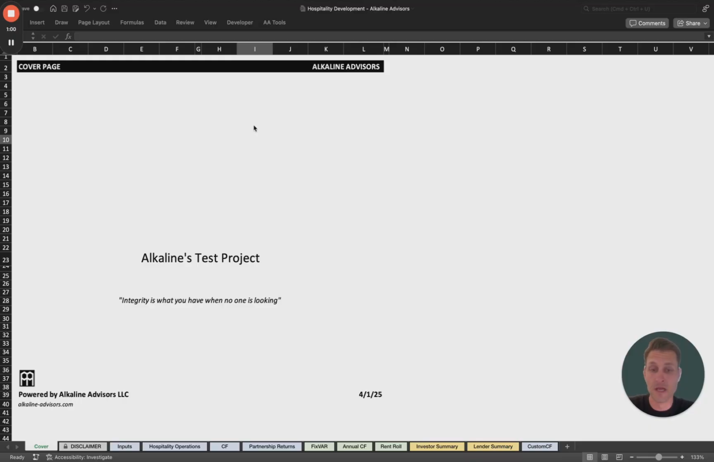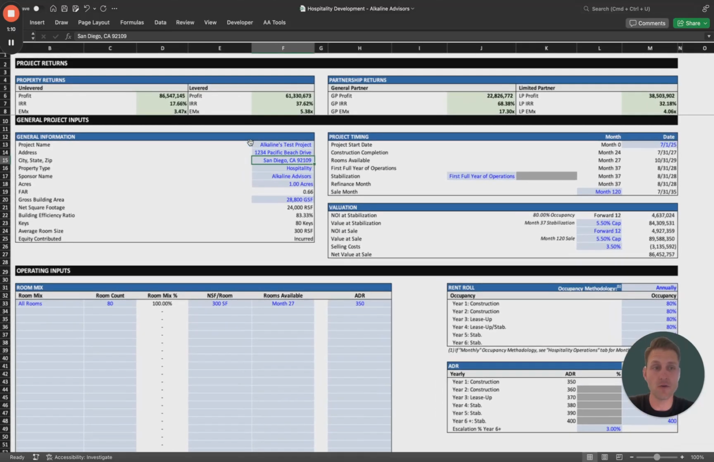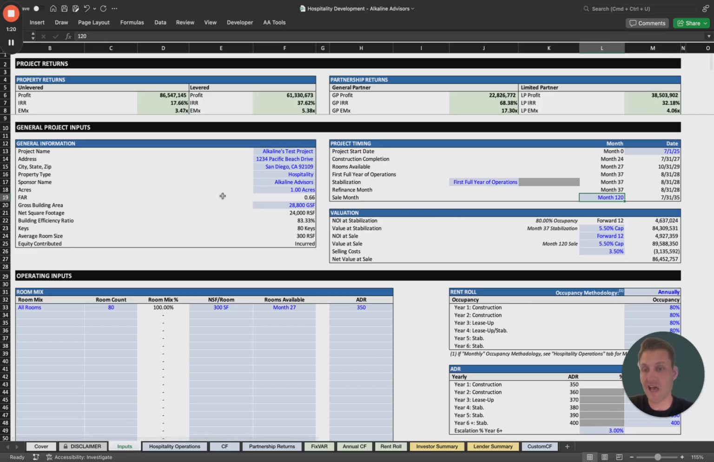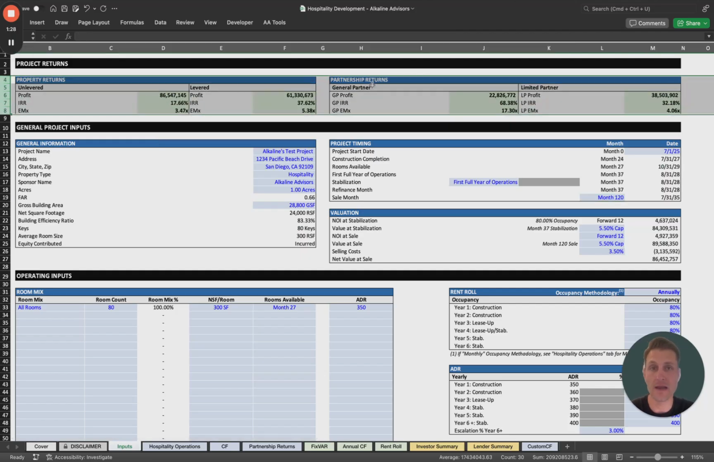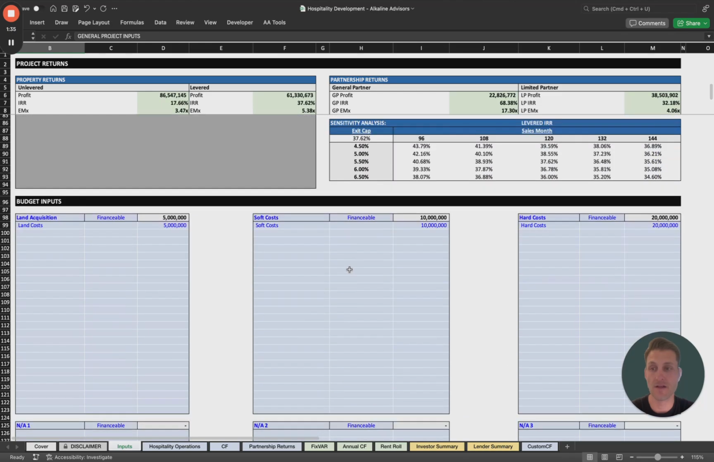So to start, this is what we call a fully dynamic model, meaning you'll see we have blue tabs, and on the blue tabs, there are blue cells. All you have to do is plug your inputs or your assumptions into these blue cells, and the rest of the model will populate accordingly. So we have this inputs tab, where I'll say 90% of the inputs are housed, and it's broken out by section. We have property and partnership level returns up top, then general inputs, operating inputs, financing inputs, and finally budgetary inputs.